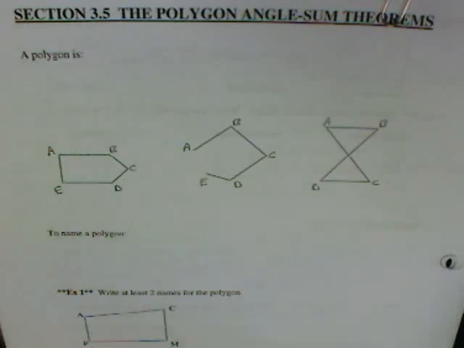Right, folks, here we are on section 3.5. This is at the top of page 10 of your chapter 3 notes. We're talking about the polygon angle sum theorems. But first, we're going to talk about what is a polygon, what is not a polygon.